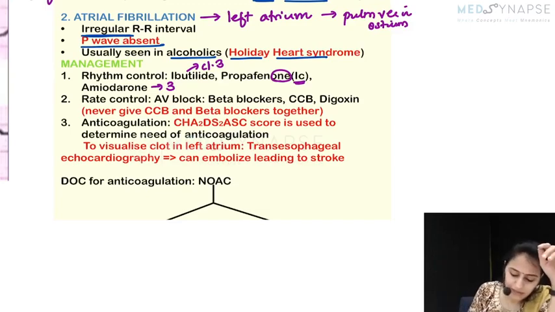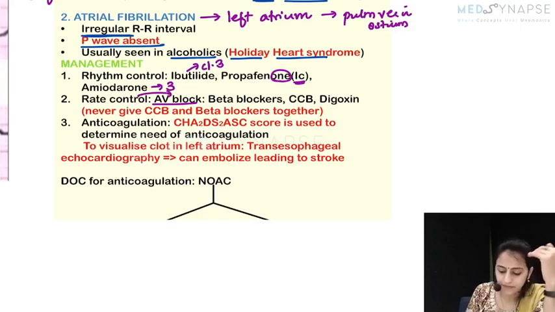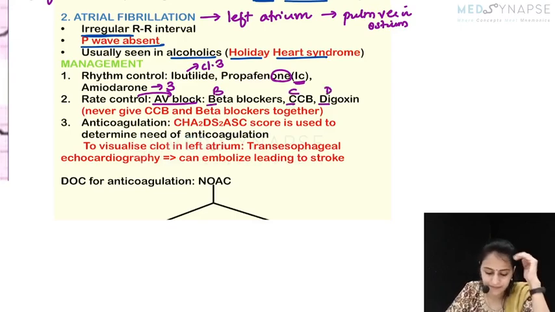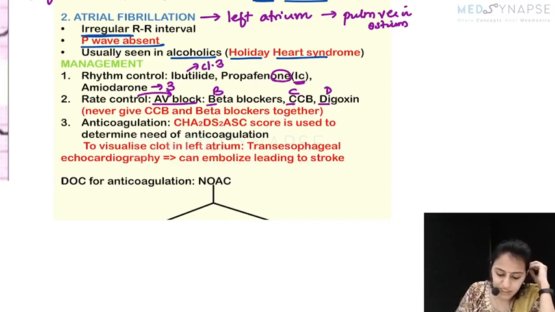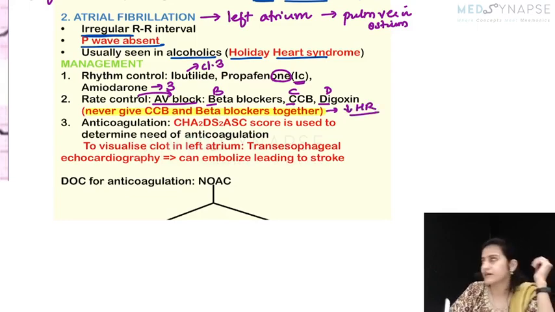For rate control, basically what will you do? AV block. A, B, C, D: beta blockers, calcium channel blockers, digoxin. We have said that you should never give CCB and beta blockers together because of significant bradycardia by the AV block.